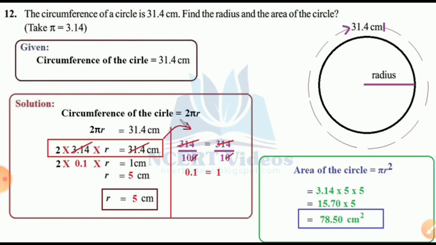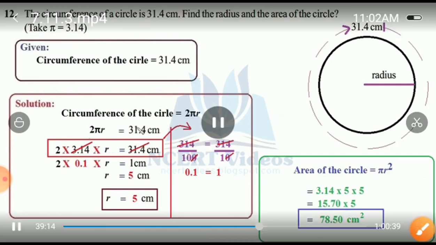Good. Now for the area of the circle you have the formula pi r square. Pi you have 3.14 and r you just now got, 5. So multiply by 5, 15.70 multiplied by 5, which gives you 78.50 as the answer. Very good. Look at the question number 13.